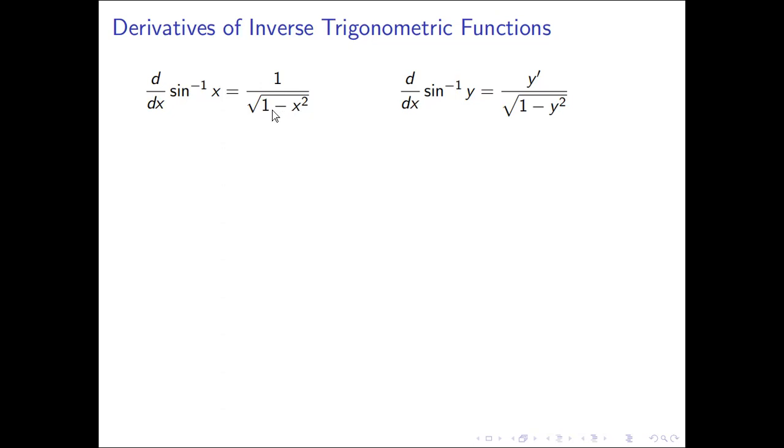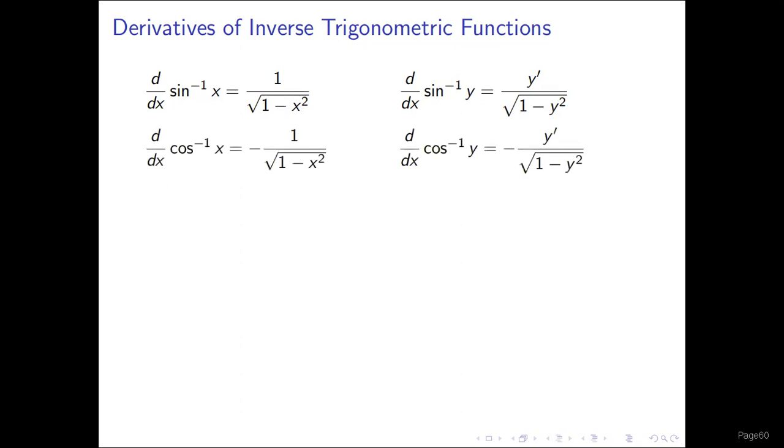And if you want the general formula for sine inverse of y, it follows 1 over square root of 1 minus y squared. So it replaces x by y, and then times the derivative, y prime. And so with the other inverse trigonometric functions. Cosine inverse, just take note of the difference. It's the same but negative. And so with the general formula, the chain rule for inverse trigonometric functions, we just add the y prime and change the x to y.